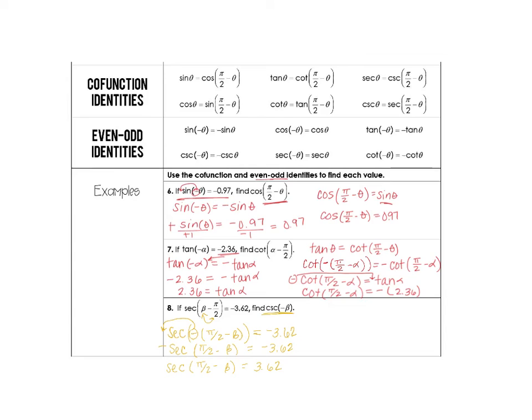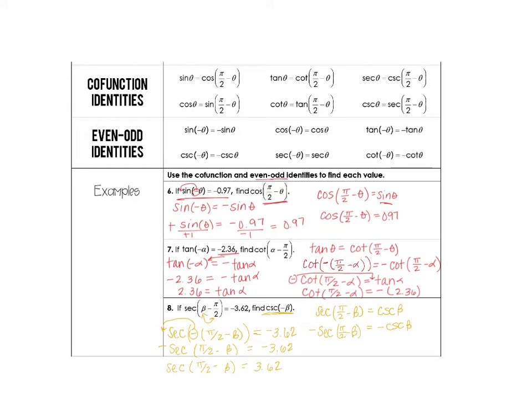So over to the other side, we see that secant of pi over 2 minus beta, and this is going to be our cofunction identity, is equal to cosecant of theta, or in this case beta. All right, so here we need negative cosecant, so I'm going to multiply both sides by a negative. So that's going to give me negative secant of pi over 2 minus beta equals negative cosecant beta. And again, I'm just multiplying by that negative to get what we need.